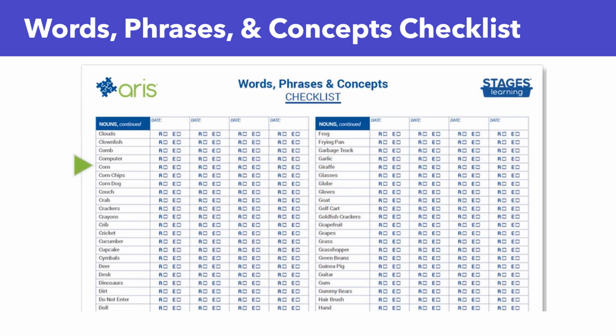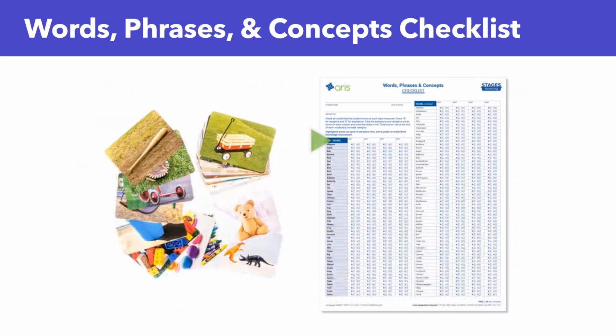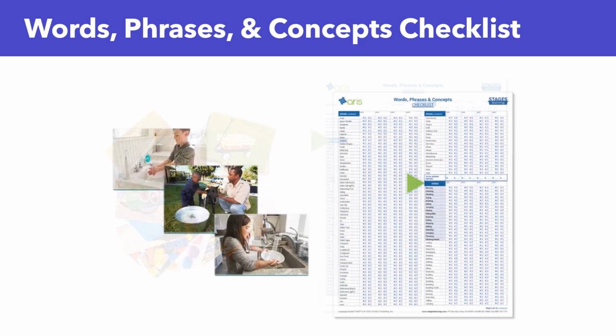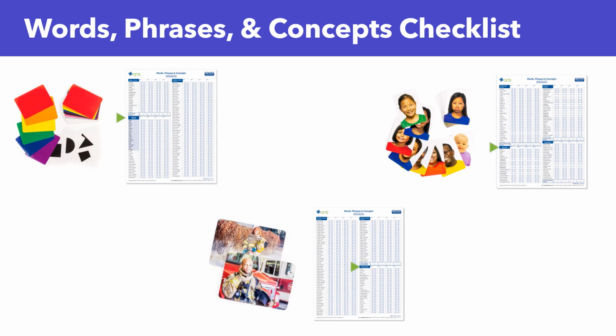In the checklist, the words are organized alphabetically within groups based upon the Language Builder picture card box in which the word appears. The nouns come first, followed by the verbs, list of shapes and colors, occupations, and then emotions.